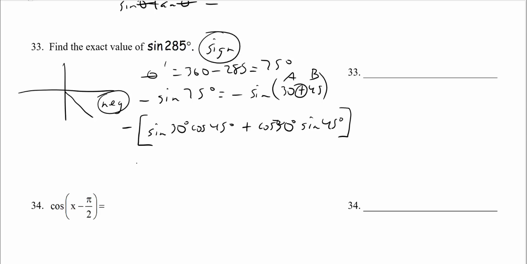All right? So sine of 30 is 1/2. Cosine of 45 is root 2 over 2. Cosine of 30 is root 3 over 2. Sine of 45 is root 2 over 2.